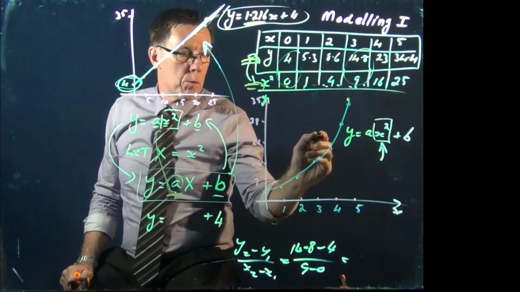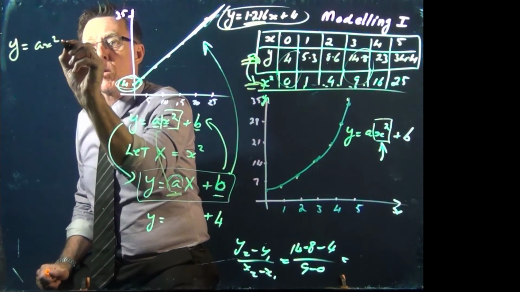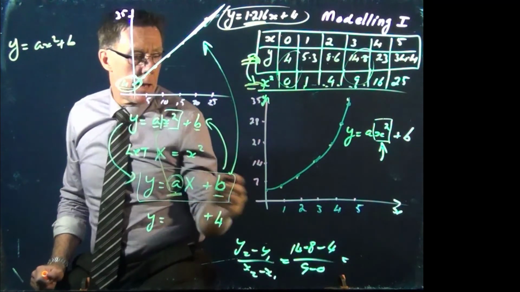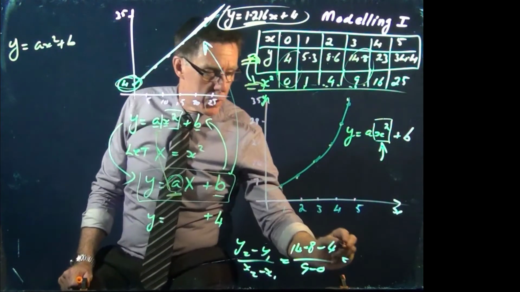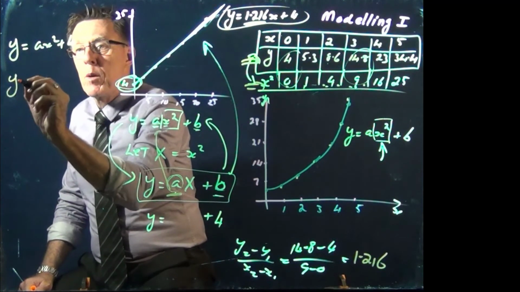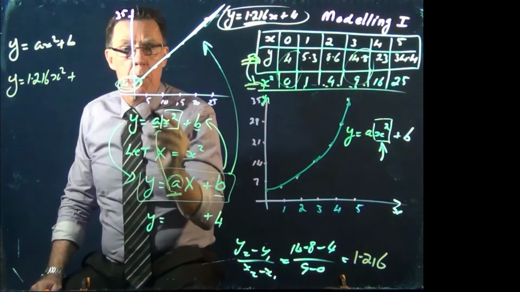And we've said here that the gradient there is the same as my a value from my original quadratic. So my original function over here that I'm looking for is y equals ax squared plus b. If I work out the equation of this straight line, the a value was 1.216. So my equation of my quadratic is 1.216 lots of x squared plus 4.